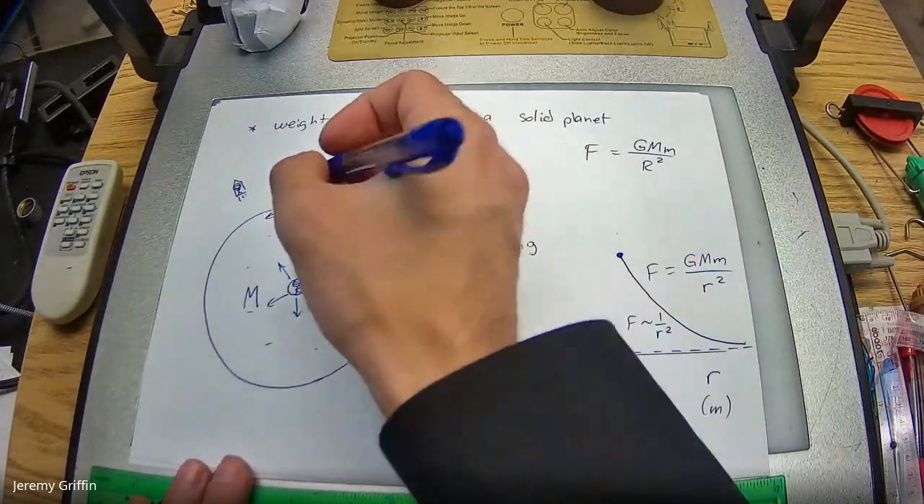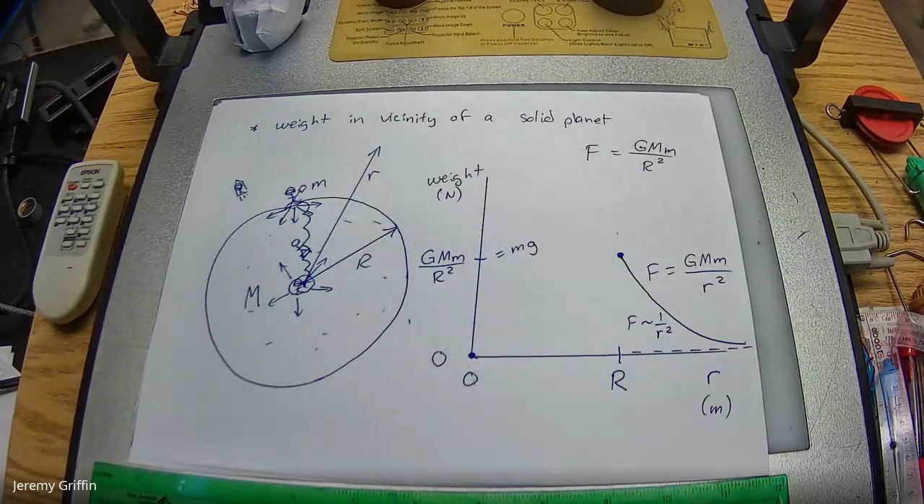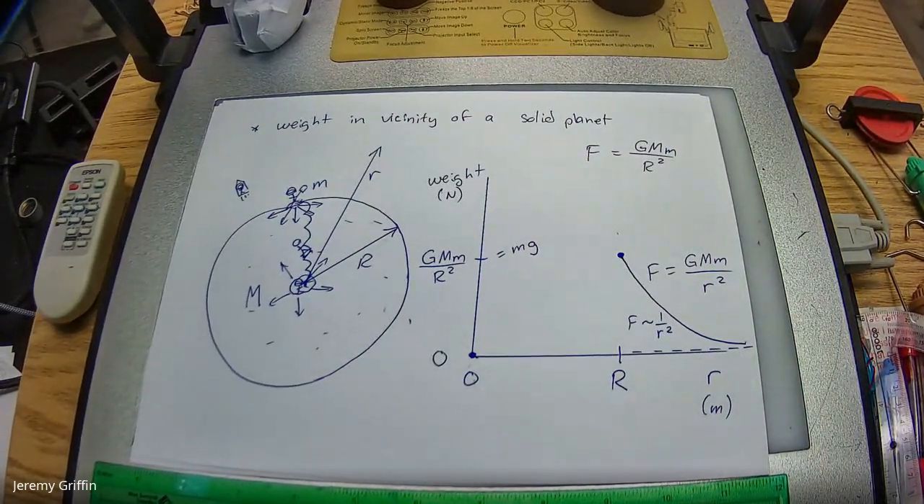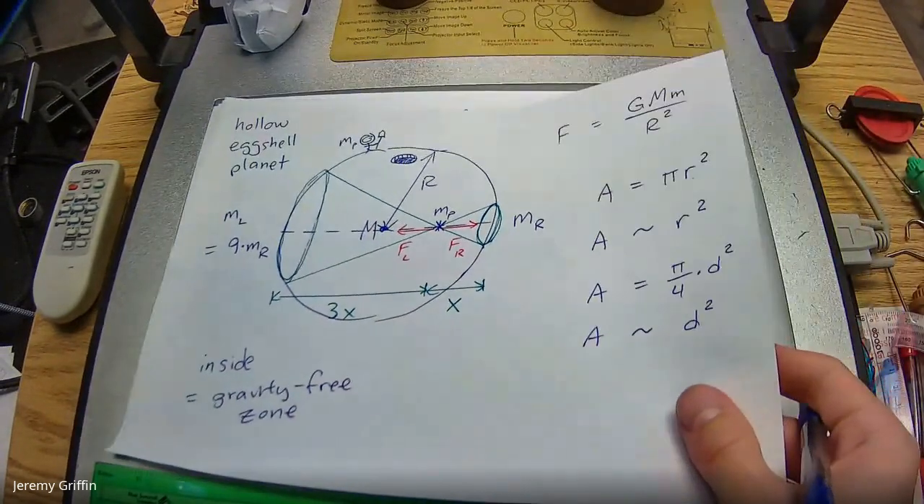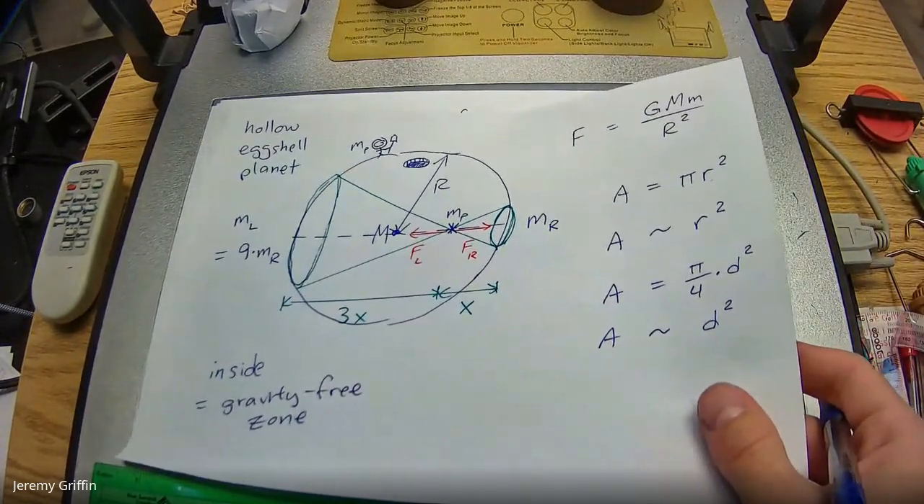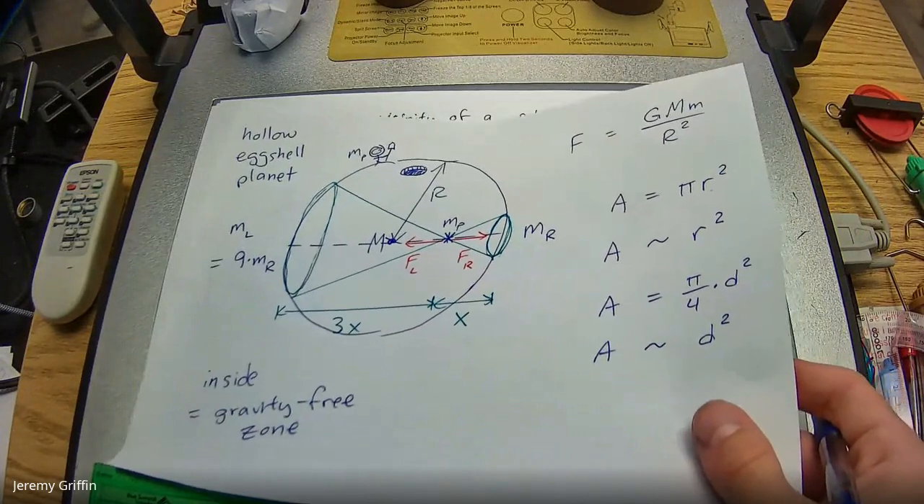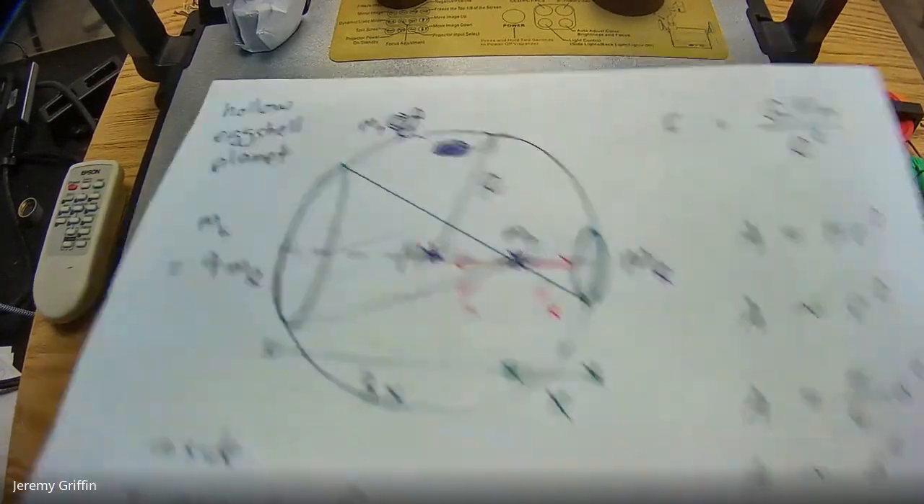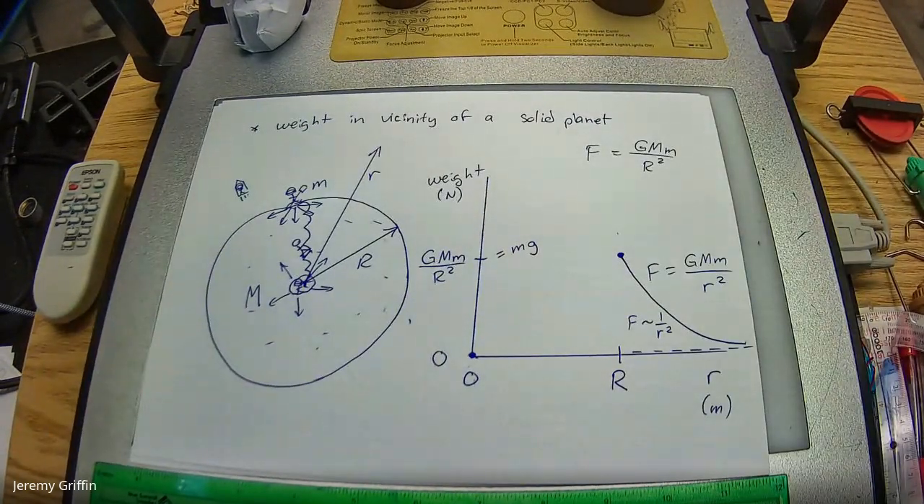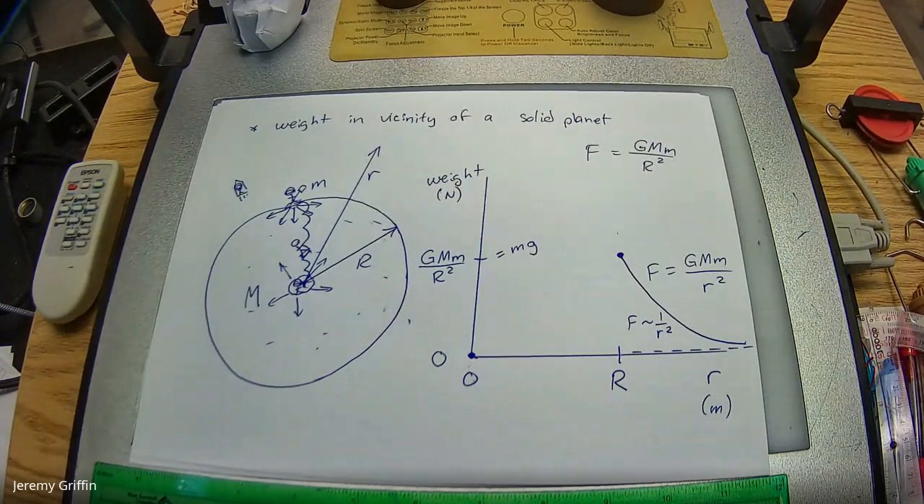Okay. Well, let's think about this. You know what I remember? I remember from the end of yesterday that if you're inside an eggshell planet, it's as if there's no mass anywhere in your vicinity at all. Anything above you in elevation is going to cancel out.